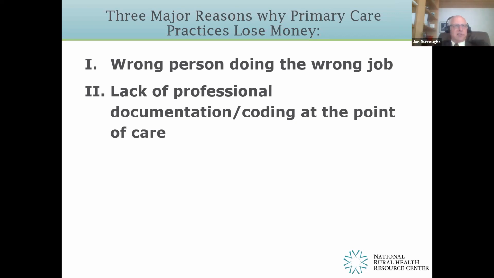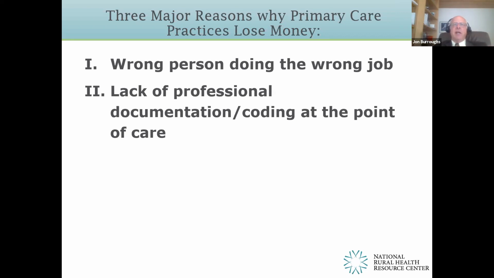We had doctors and nurses on the front line seeing the patients, doing the documentation. Then we had a coder in a dark room two to three days later, or a week or two later, doing the coding retrospectively based on inadequate documentation by doctors and nurses. And you wonder why you're not making any money.